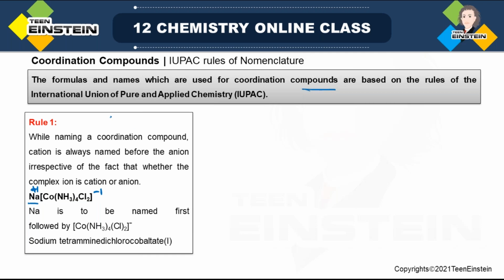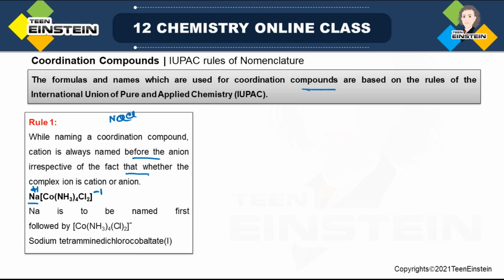Why? Just take the example of sodium chloride. How do we say the name? We say sodium chloride. Okay, chloride, not chloro. We never say it is chlorosodium. So sodium we say first, then chloride. That means you are using the name of the cationic part first, then the anionic part. Okay. So the same thing you have to follow here. So cation is always named before the anion, irrespective of whether the complex ion is cation or anion.